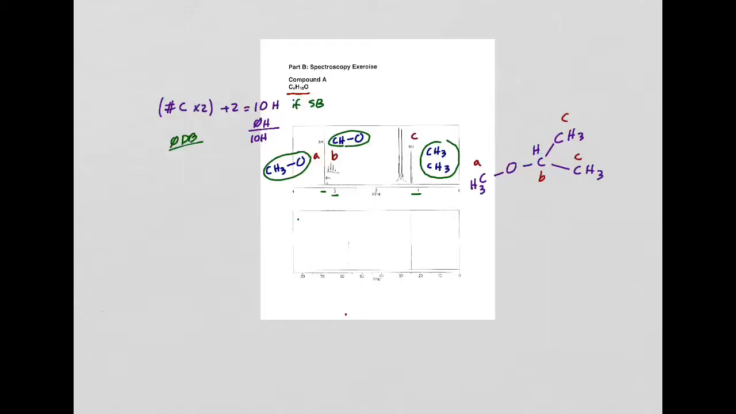Okay? Now, peak A, does the splitting make sense for that? Peak A is a singlet. If you're a singlet, that means your adjacent compound does not have any hydrogen. Does that make sense? That makes perfect sense. This is attached to an oxygen. This has no hydrogen. So this is a singlet. It's not next to anything that has a hydrogen. This makes sense. Now, does B make sense?